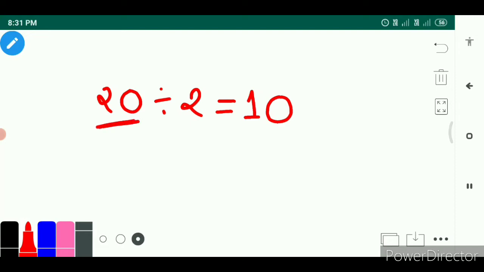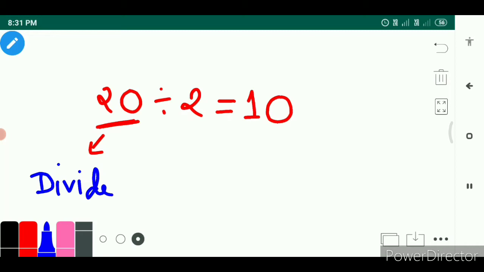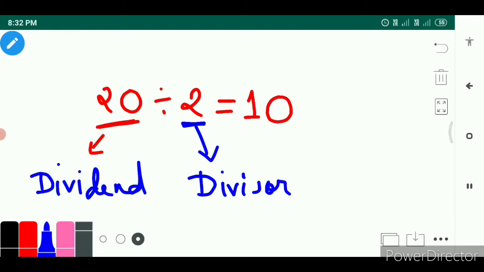Just see the number to be divided. It is called what? Dividend. Now see the number that divides. This one is the number, right? So the number that divides is called what? Divisor. And the answer is called what? Quotient.